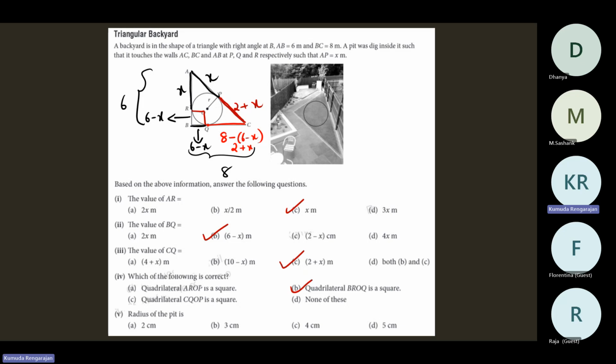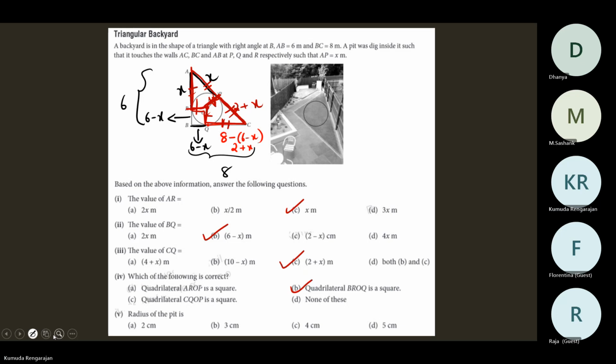Yes, Raja is right. It's a kite. The quadrilaterals can also be called kites. So this one is a kite, because two pairs of adjacent sides are equal. It is a cyclic quadrilateral, and it can also be called a kite. Similarly, this one, ORPA, is a kite.